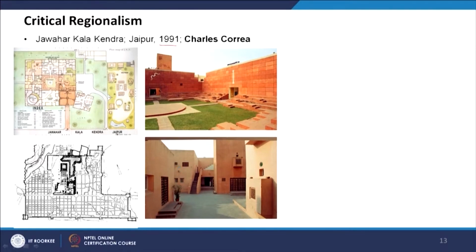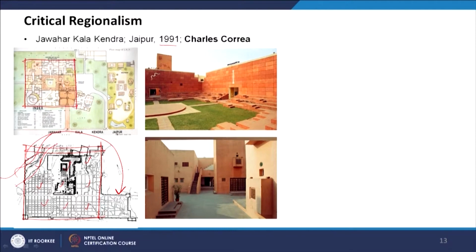It was designed in 1991. The concept of Jawahar Kala Kendra's plan evolved from Jaipur's city plan, which was designed by Vidyadhar, the architect and city planner of Jaipur. On one side there was a river. So the nine squares create Jaipur's plan, but because of this river, one square is added on the other side, and this comes from the concept of Navagraha, which Charles Correa also used.